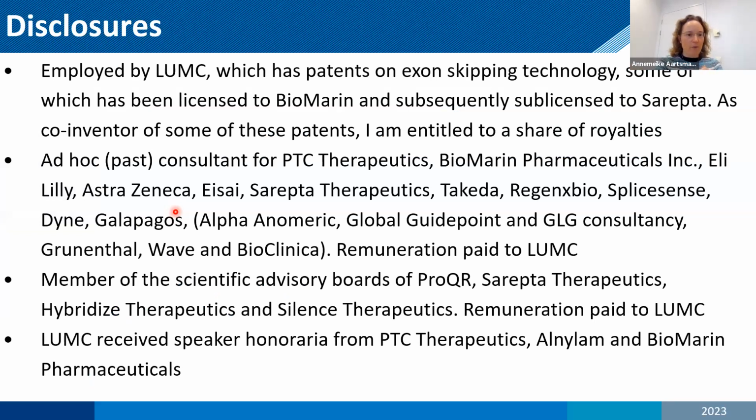So first of all, my disclosures, and I'll give an executive summary. My employer has patents on exon skipping. I have a potential, or I can get a potential share of royalties if there's income from these patents. And I do a lot of ad hoc consulting and advisory boards and speaker symposia, and the money that we receive for that all goes to LMC rather than me personally. And all these disclosures relate to the Duchenne work, so that's the first part of the talk, and not to anything else.